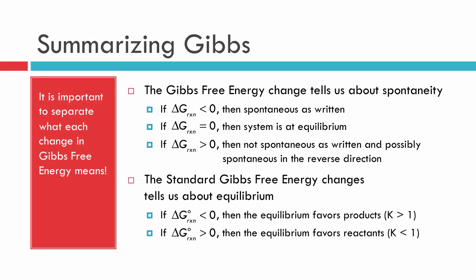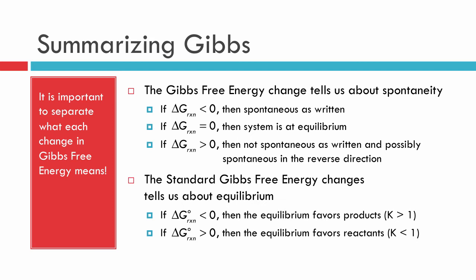Okay, so let's summarize this right now. The Gibbs free energy itself, this change that we get, it tells us about whether something is spontaneous or not. If it's less than 0, we're spontaneous as written. If it's equal to 0, the system's at equilibrium. And if it's greater than 0, then it's not spontaneous as written, and it might move spontaneously in the reverse direction.